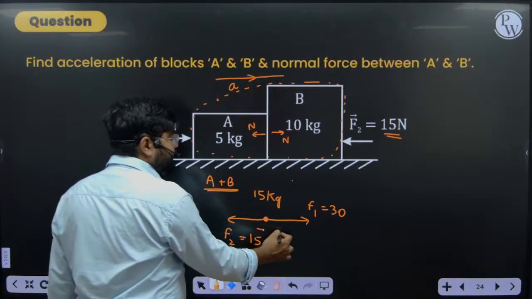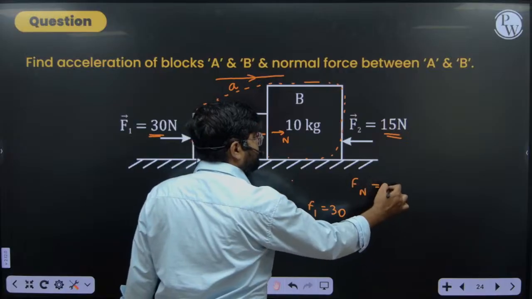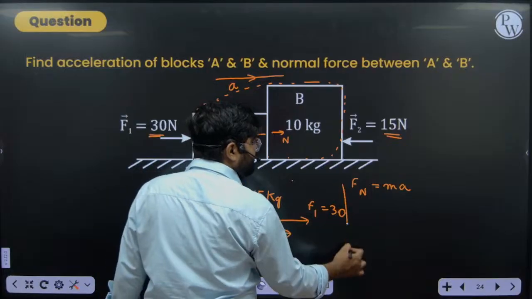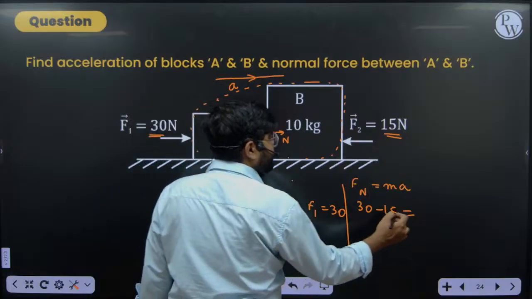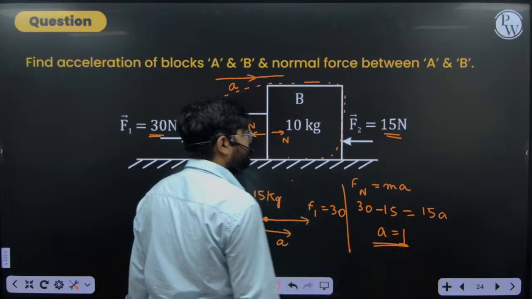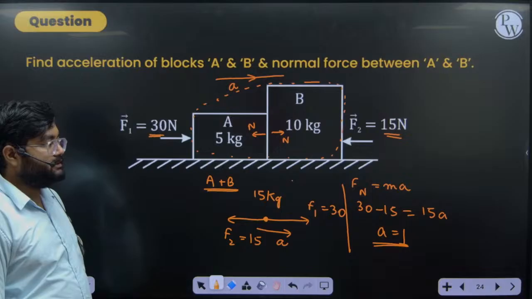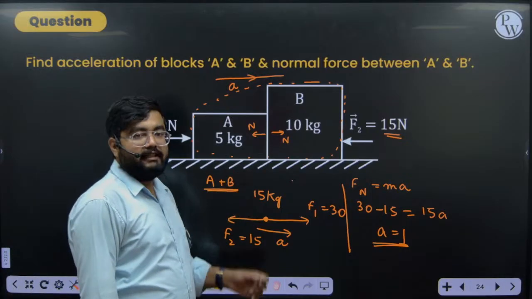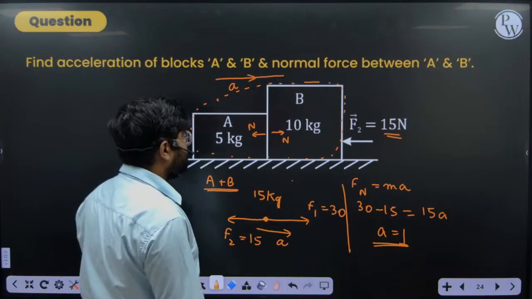Now the acceleration is to the right. We know net force equals mass into acceleration. What is the net force? 30 minus 15. What is the mass? 15 kg into acceleration. Acceleration comes out as 1. I hope this is clear to everyone. So this is a way to find the acceleration without writing equations for both the blocks.